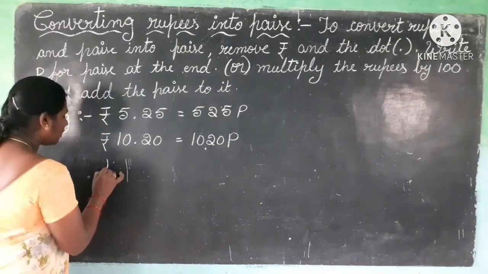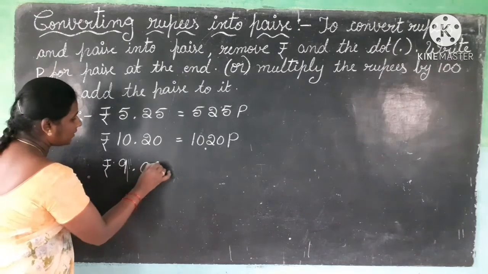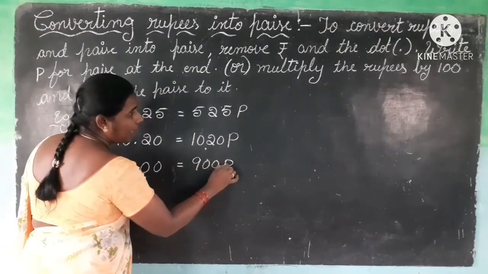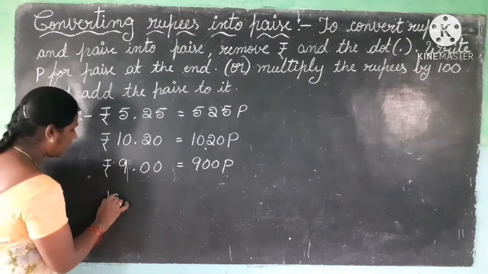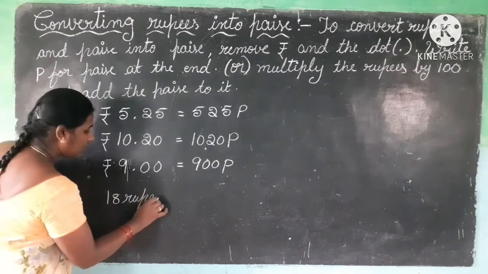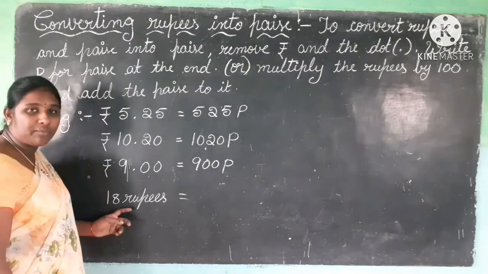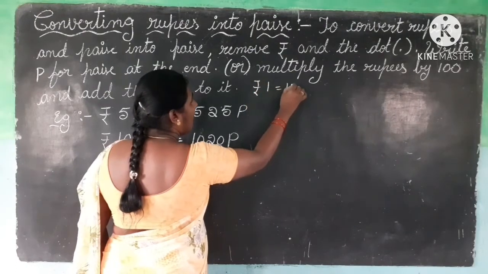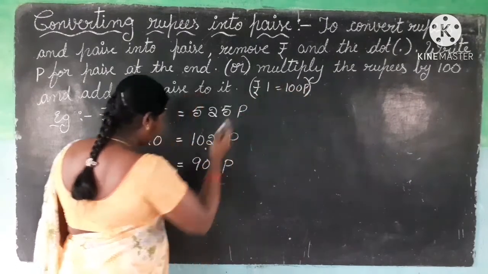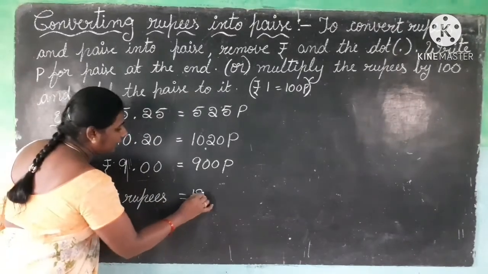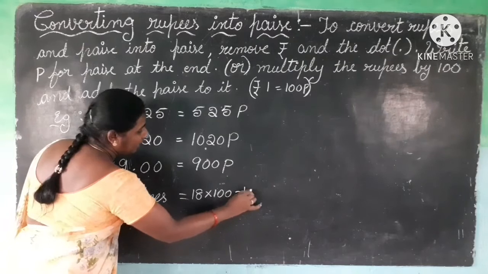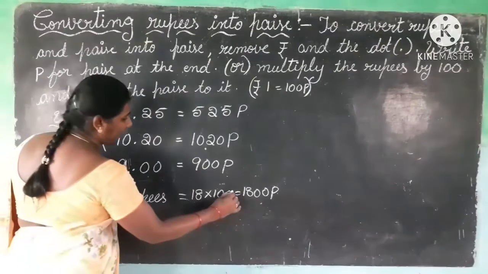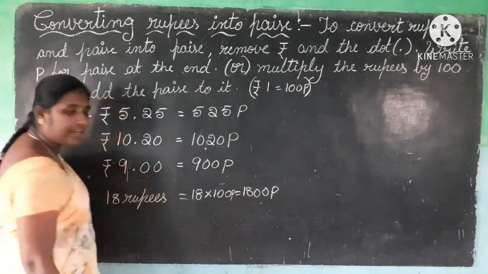Suppose they gave rupees 9.00. Here also remove the rupee symbol and dot. 900 pies. Suppose they gave 18 rupees. 1 rupee is equal to how many pies? 1 rupee is equal to 100 pies. So 18 into 100 is 1800 pies. Put P here.